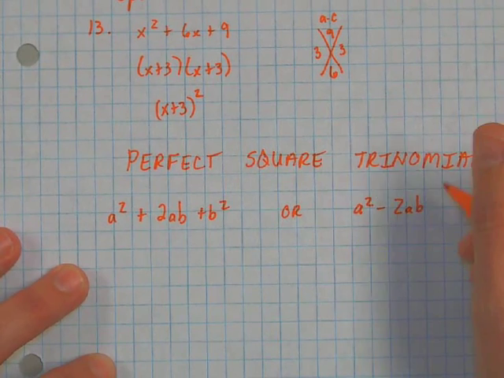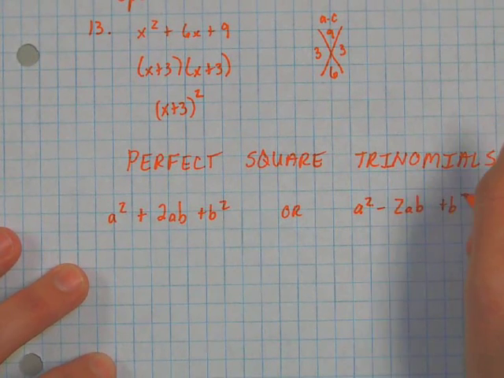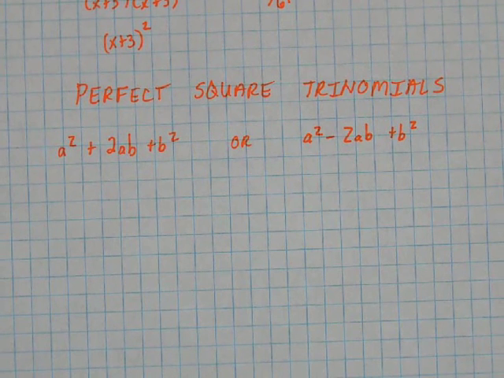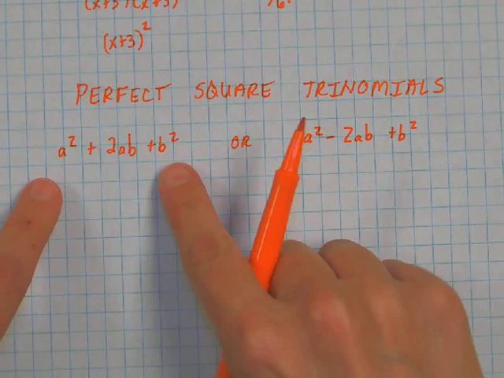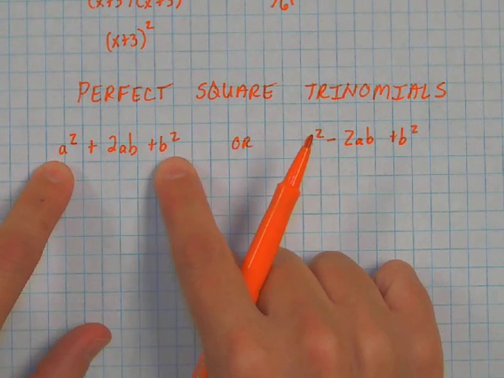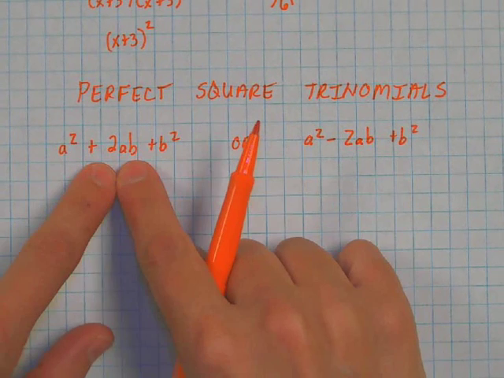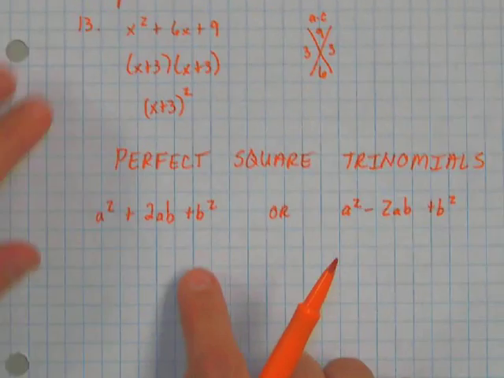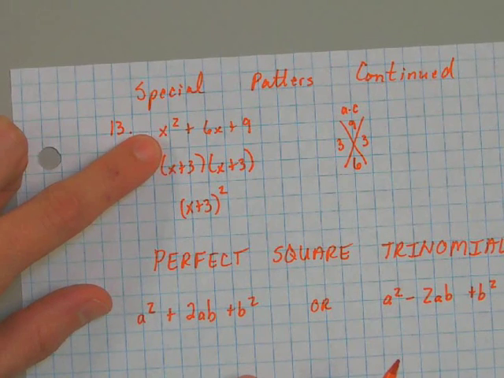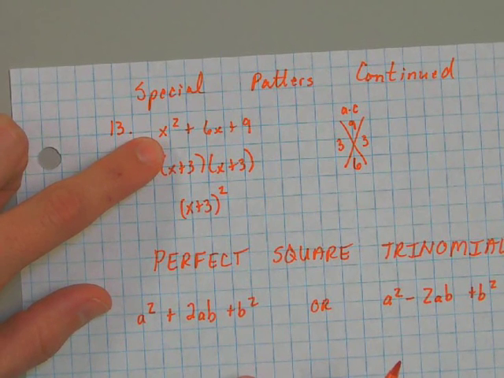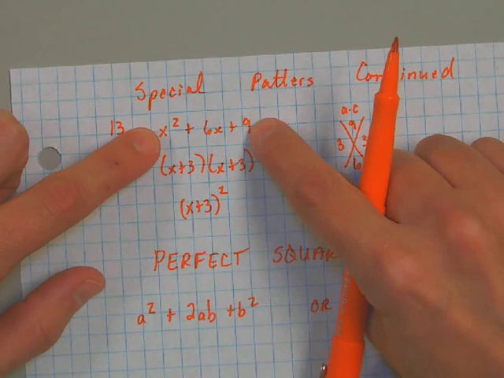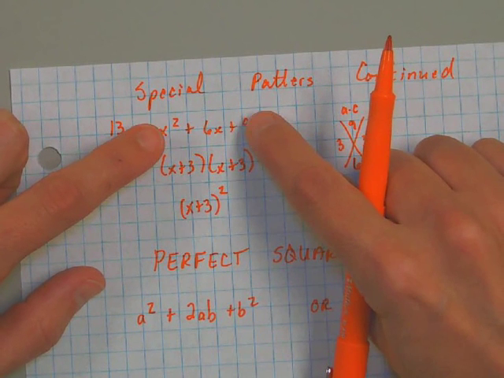Now that's a lot of letters, but don't let that confuse you, because ultimately the two ends have to be perfect squares. And if the two ends are perfect squares, then you want to test the middle term. So in this case, a squared is going to be x squared, making a x. b squared is 9, making that 3. So x times 3 is 3x.